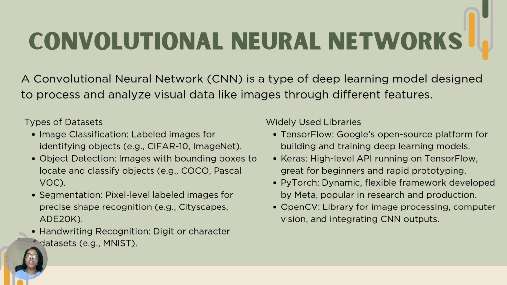Specifically, convolutional neural networks are a little special. This model is used to process and analyze visual data. You can use them for things like image classification, for labeling images, object detection, segmentation of data or pixelated images, or even handwriting recognition. Yep, when you're using your iPads and writing in your own handwriting and it transposes it, this is the technology behind it. Some of the libraries used are TensorFlow and Keras. I have used those, PyTorch, and OpenCV.